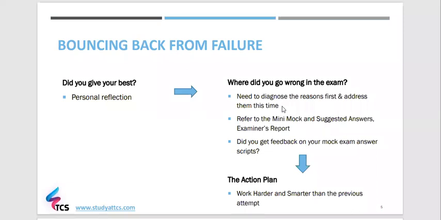So after figuring out what went wrong, you need to come up with solutions for every area where you went wrong last time. Refer to the mini mock and suggested answers as well as the examiner's report. So that's exactly why I asked you to go through webinar number 1 if you missed out on it. And in today's session, I'll be taking you through the mini mock and suggested answers. Then you'd figure out what type of answers you are supposed to provide. Then you are in a position to really understand what went wrong last time, or whether your answering technique was up to standard or not.